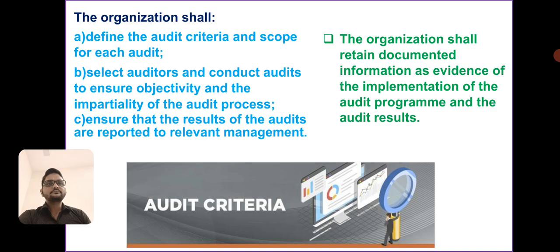Now, next, the organization shall define the audit criteria and audit scope of each audit, select auditors and conduct audits to ensure objectivity and impartiality of the audit process. And we need to ensure that the results of the audits are reported to relevant management. The organization shall retain documented information as evidence of the implementation of the audit program and audit results.